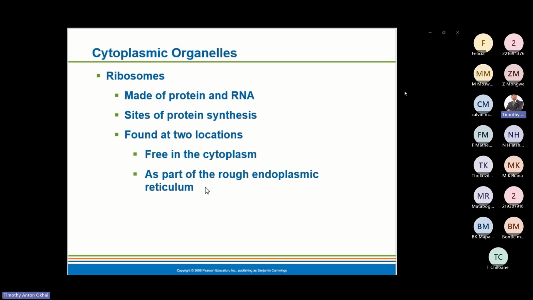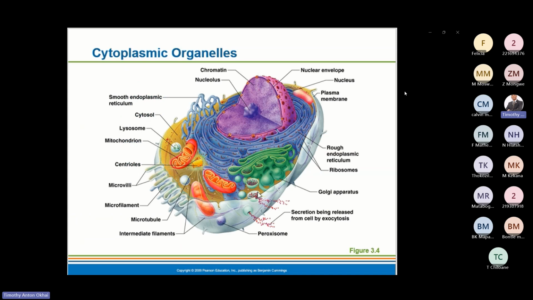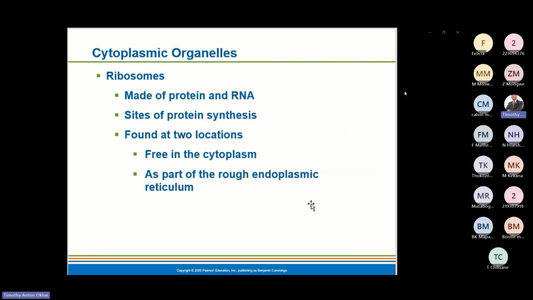The other cellular organelle within the cytoplasm is the ribosome. The ribosome is made up of protein and RNA and is the site for protein synthesis. You can find them in two locations. You find them floating freely in the cytoplasm or as part of the rough endoplasmic reticulum. So let's go back and see. That's our rough endoplasmic reticulum, okay? And they contain ribosomes, or you can find the ribosomes floating freely.